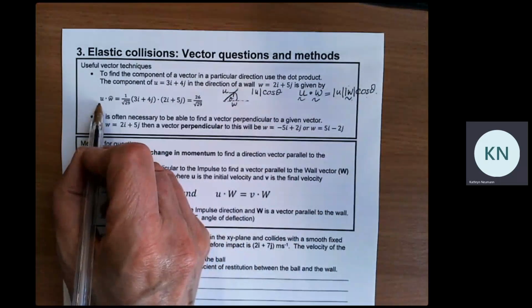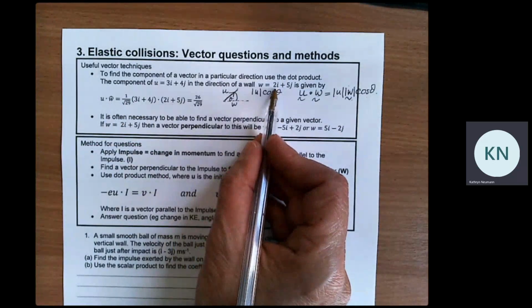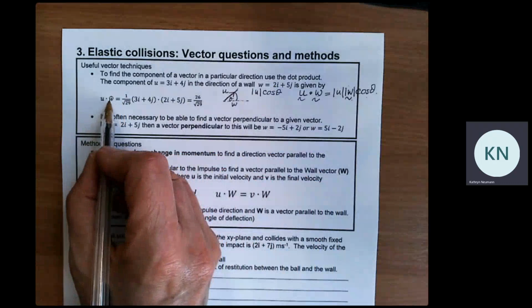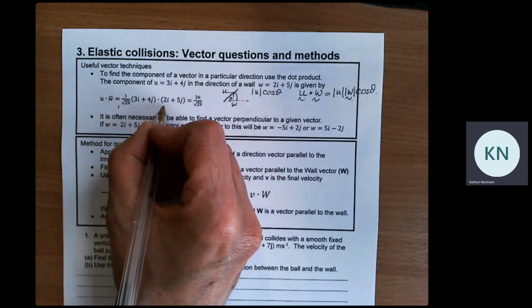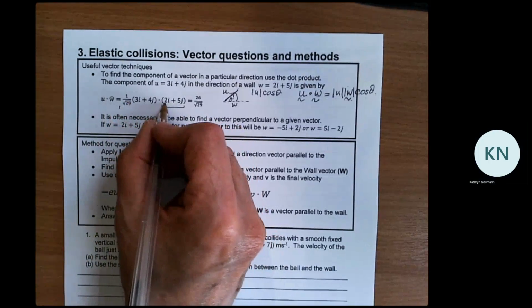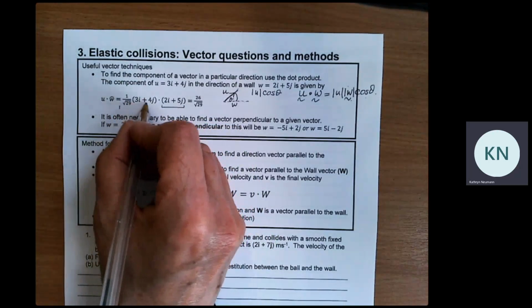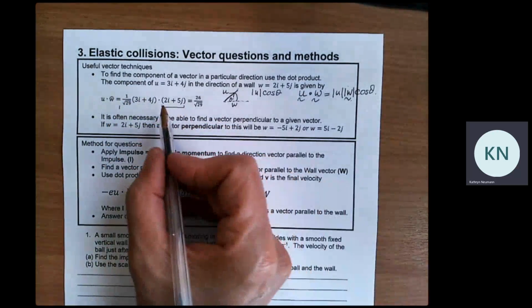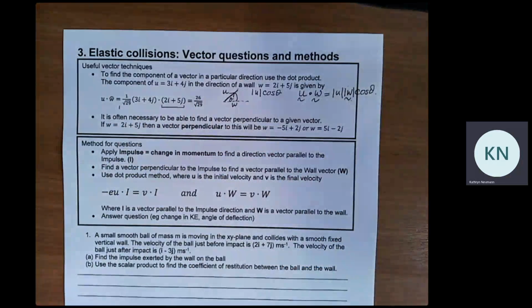So if I want the component of u in the direction of a wall, and I know the direction of the wall is 2i plus 5j, then I find the unit vector. The unit vector would be 1 over root 29 multiplied by 2i plus 5j, and I'm going to find the dot product with 3i plus 4j, and that would give me that value there. So that's the first technique that you occasionally have to use.